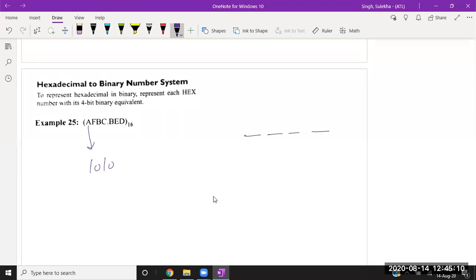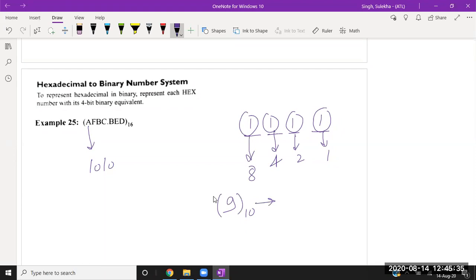See, if your number is this one, what's the concept? The value of this in decimal is 1. The value of this in decimal is 2. The value of this separately means 100 has 4 and this is 8. Okay, so whenever I say I want to convert 9 in decimal into the binary number system, that is 8 plus 1 directly. So you can write your answer directly.